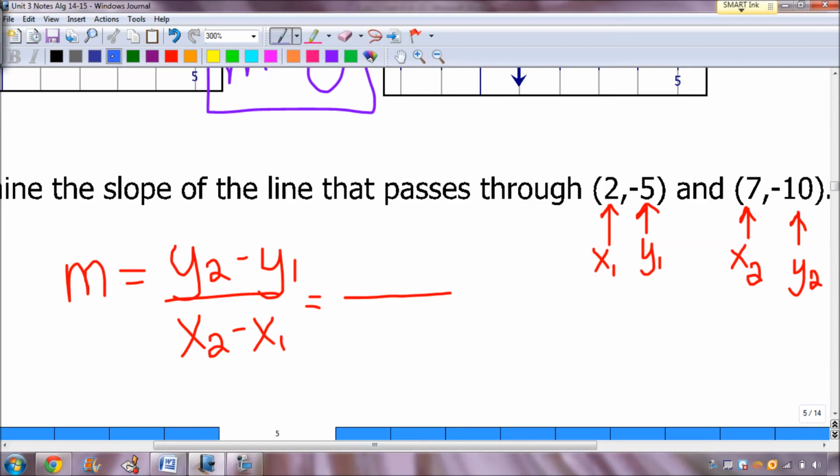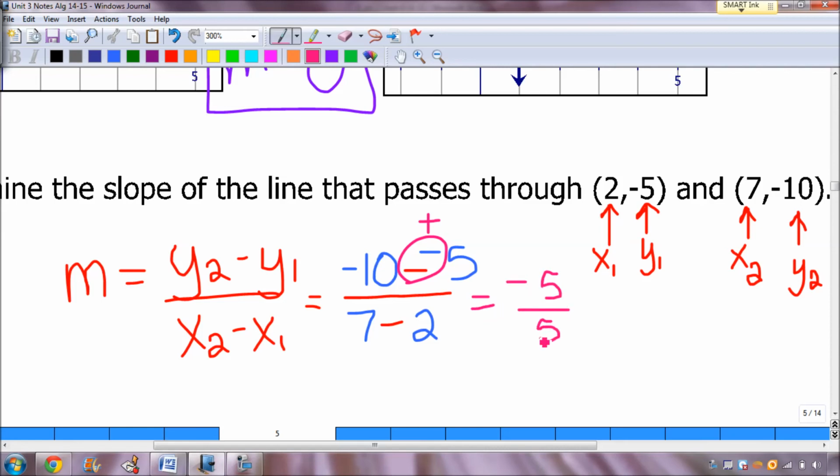Well, y2 is -10, right? And I'm going to subtract my y1, which is -5. All right, so it's -10 minus -5. And then in my denominator, I'm going to do x2, which is 7, and I'm going to subtract 2. Okay, so then these turn into a positive, right? So you end up getting -5 over +5, so your slope is -1.